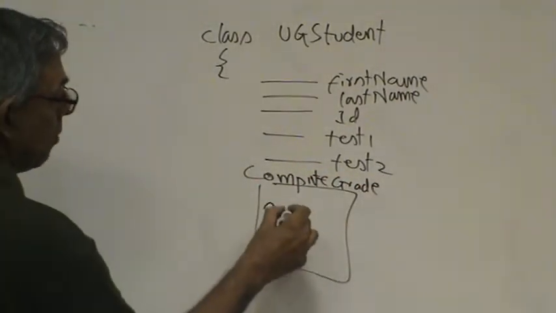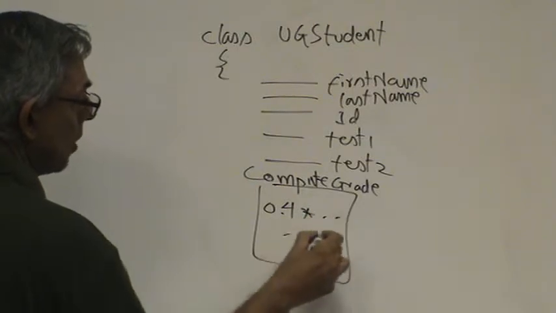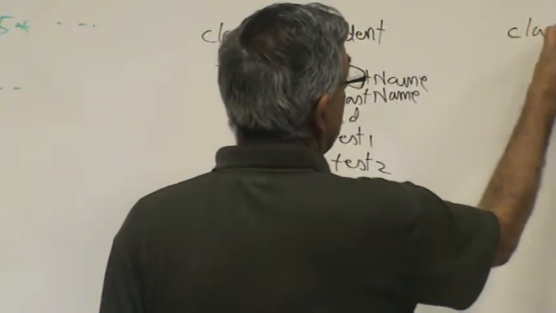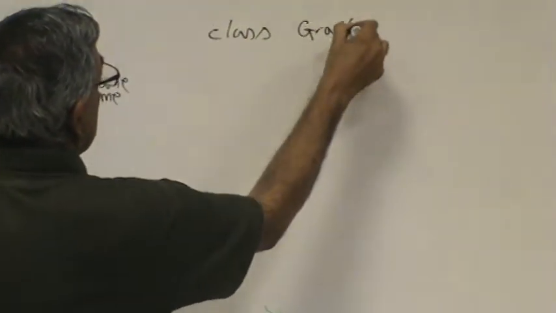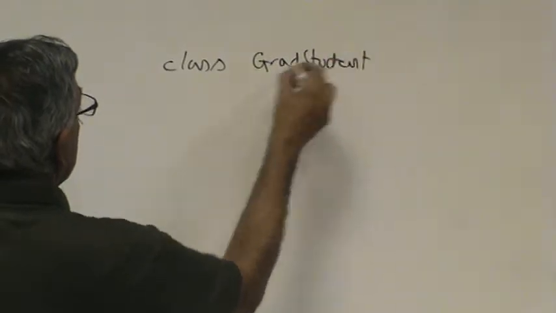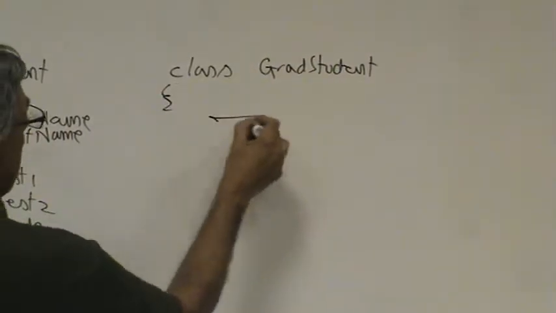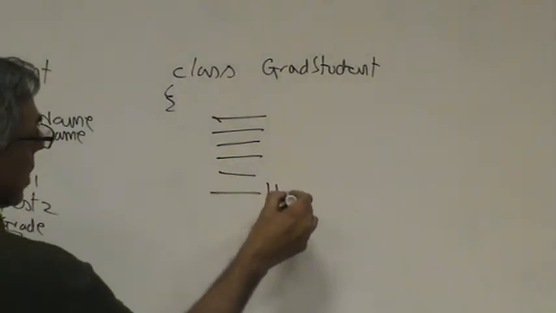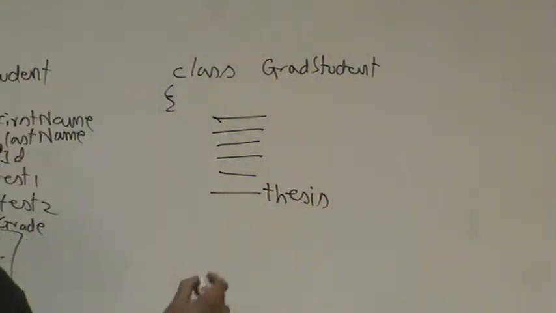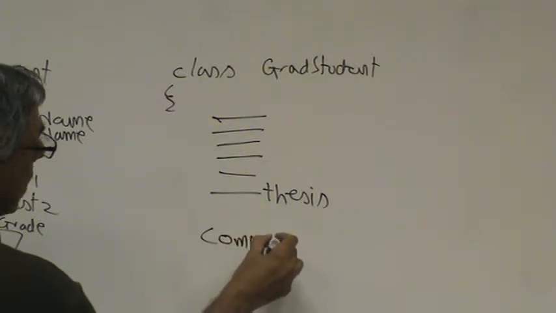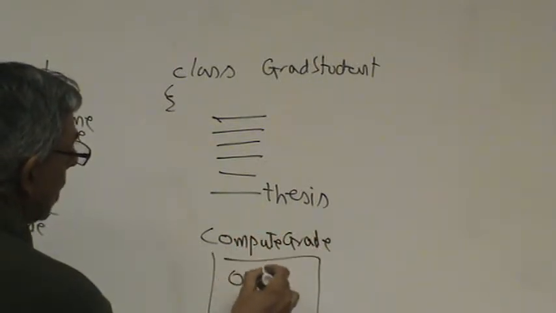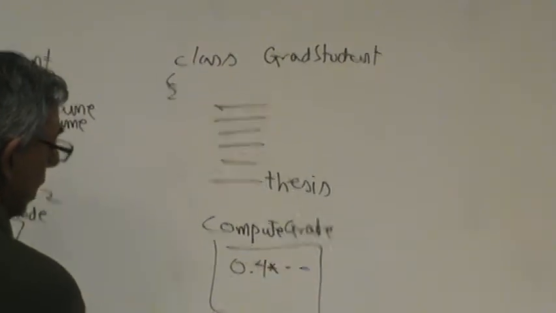And with the 0.4 times whatever code, right? Okay, then you'll start with the grad student. Okay, and let's pretend that these 5 fields are the same, but the extra field is the thesis. And you will write the code for the compute grade. And 0.4 times, so same formula.